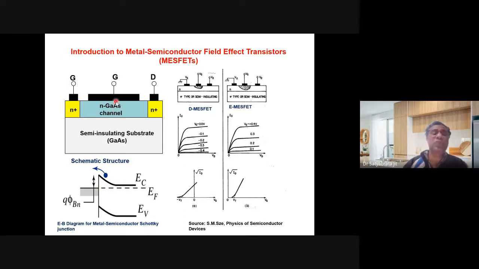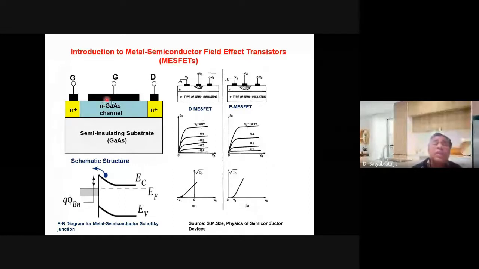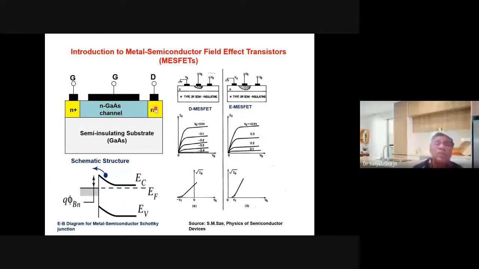So due to the Schottky junction, if it is fabricated, then this structure we consider as the metal semiconductor field effect transistor, or MESFET, right? So the MESFET has a single gate structure that is being used here. So that is the N plus region, N plus region. One is the source, another one is the drain, and this is the gate region, right?